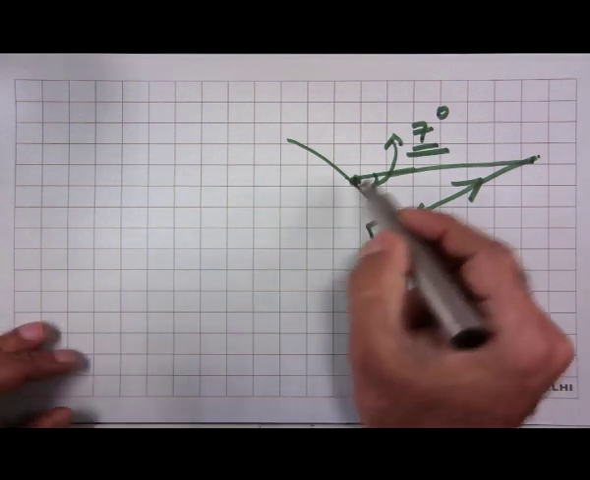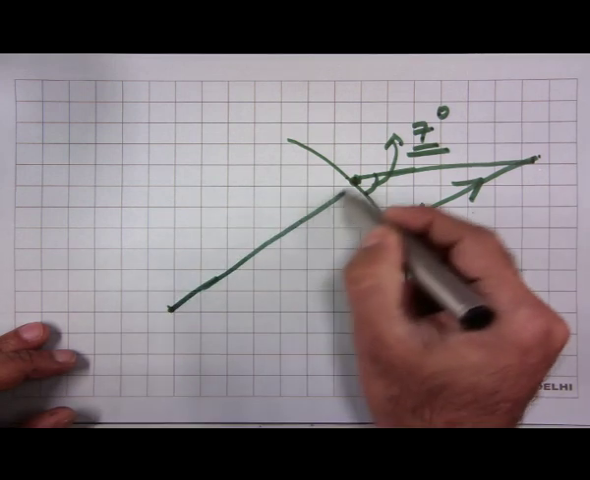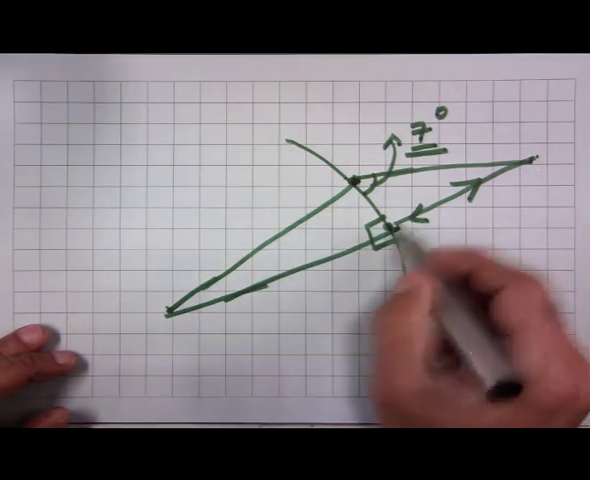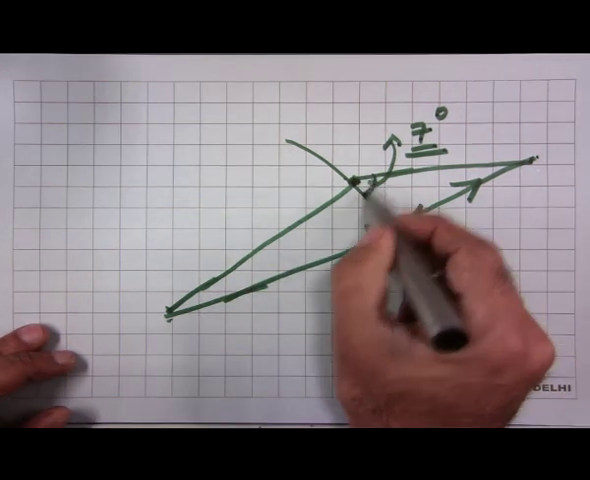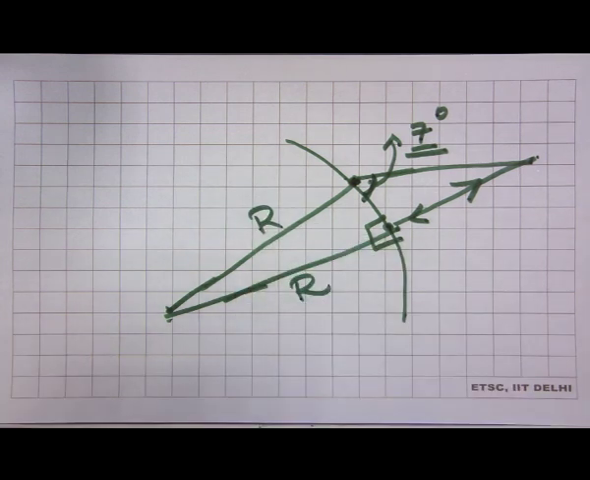And now I am going to extrapolate this. So let us say that this is my center of the earth. So this is what I have and this is what I have, and this is 90 degrees and this is 7 degrees and this is my radius of the earth. So what should I do?